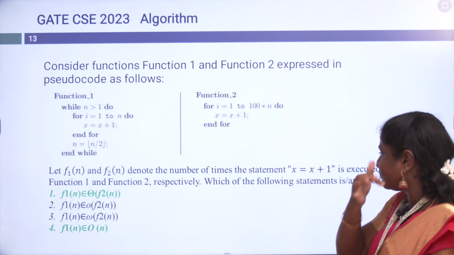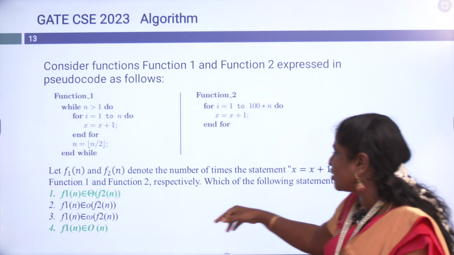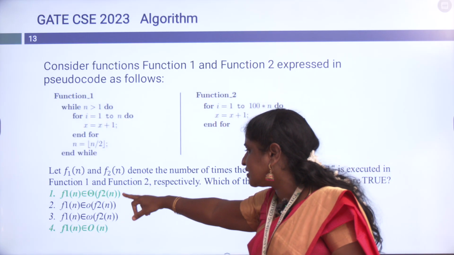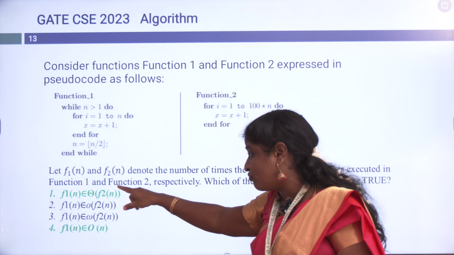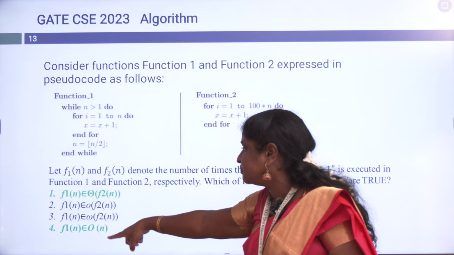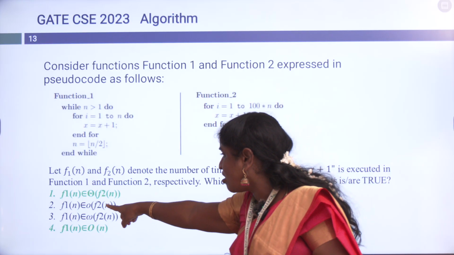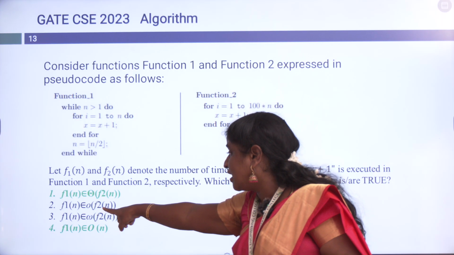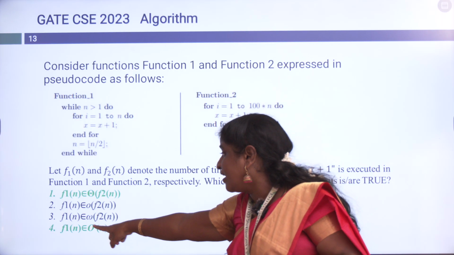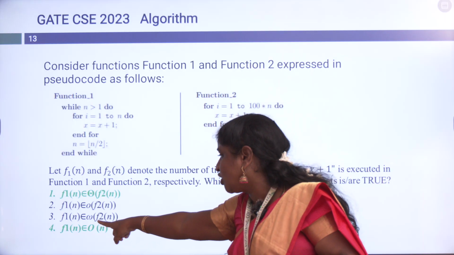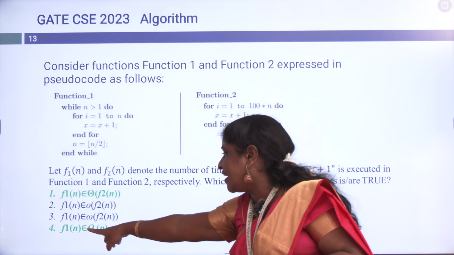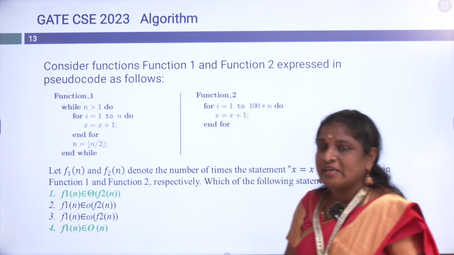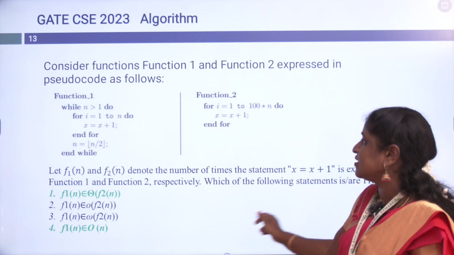We are going to find out which statement is true: f1 of n belongs to theta of f2 of n, or f1 of n belongs to little o of f2 of n, or f1 of n belongs to little omega of f2 of n, or f1 of n belongs to big O of f2 of n. So the explanation is given here.